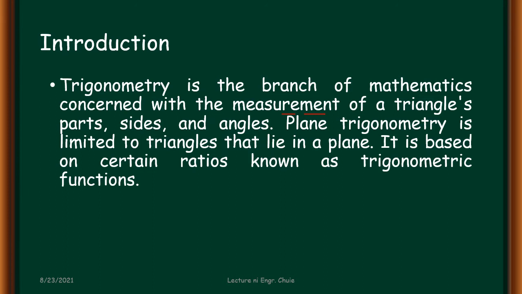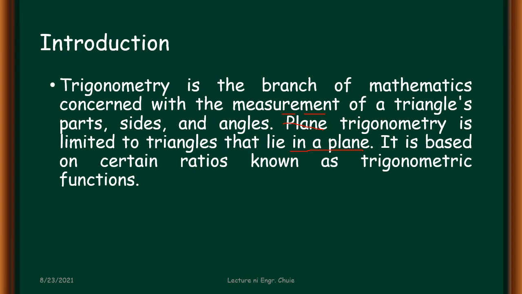When we say plane trigonometry, this is limited to triangles that lie in a plane. When we say lie in a plane, it means the triangle lies on a horizontal surface. By the way, when we say horizontal surface, it means a surface which is two-dimensional. It is based on a certain ratio of a known trigo function. In this subject, we're going to discuss 2 types of trigonometry, the plane and the spherical trigonometry.